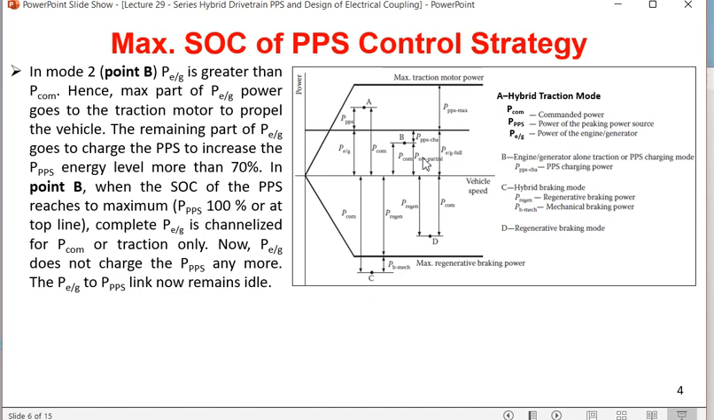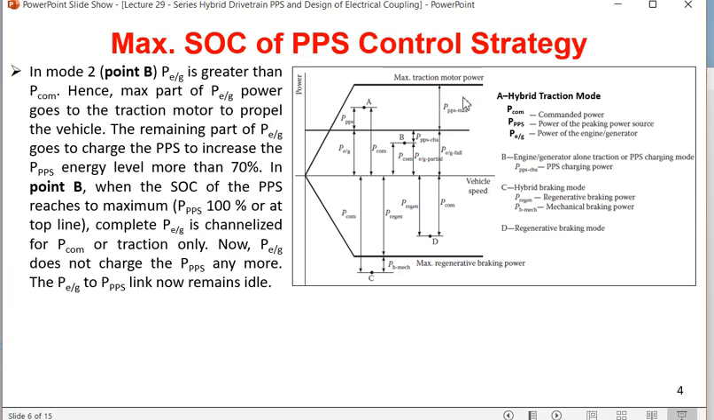So it is very important that when the SOC of the PPS reaches maximum, that means the PPS becomes 100%, or reaches the top line, the complete EG is channelized for PCOM or traction only. Now the PEG does not charge the PPS anymore. The PEG to PPS link remains idle. So this is the second case.